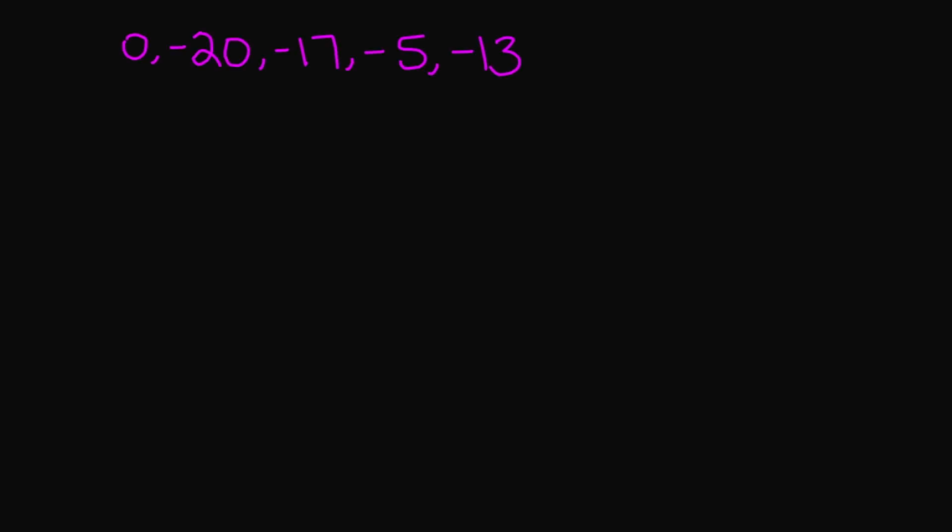Today we'll be ordering negative numbers. Let's look at our first example. Let's say you have the numbers 0, -20, -17, -5, and -13, and you needed to order these numbers from least to greatest, so from the smallest number to the largest number.